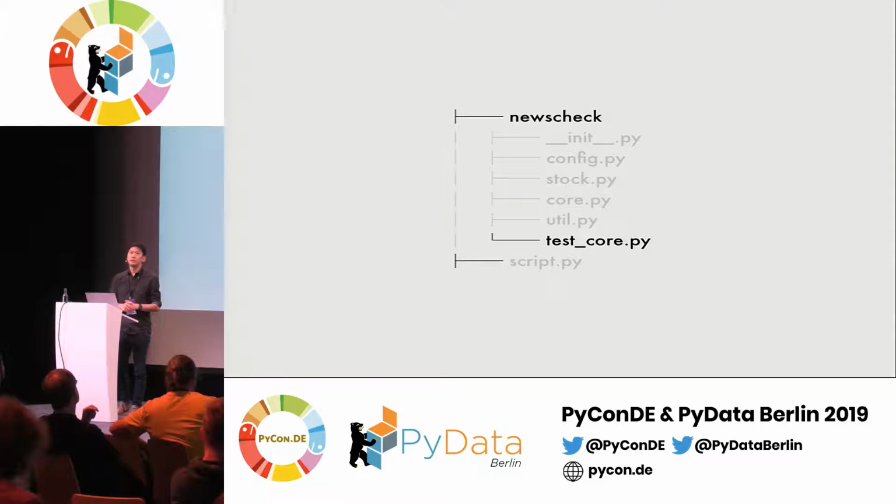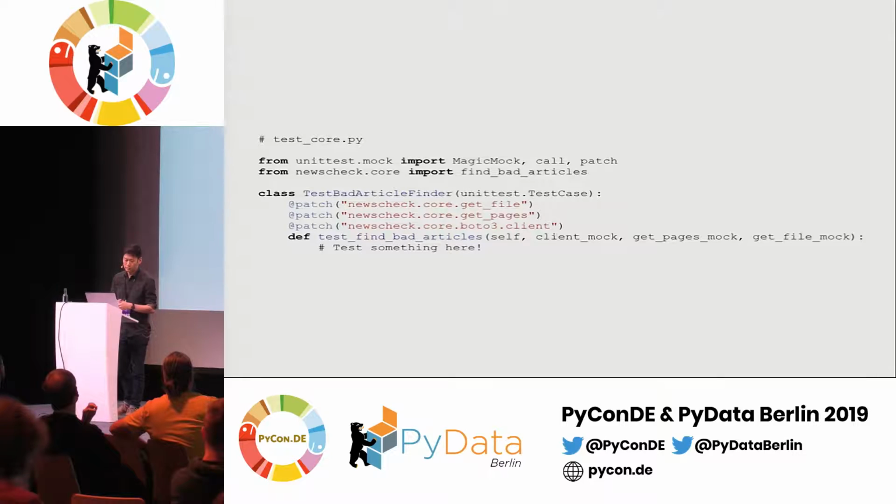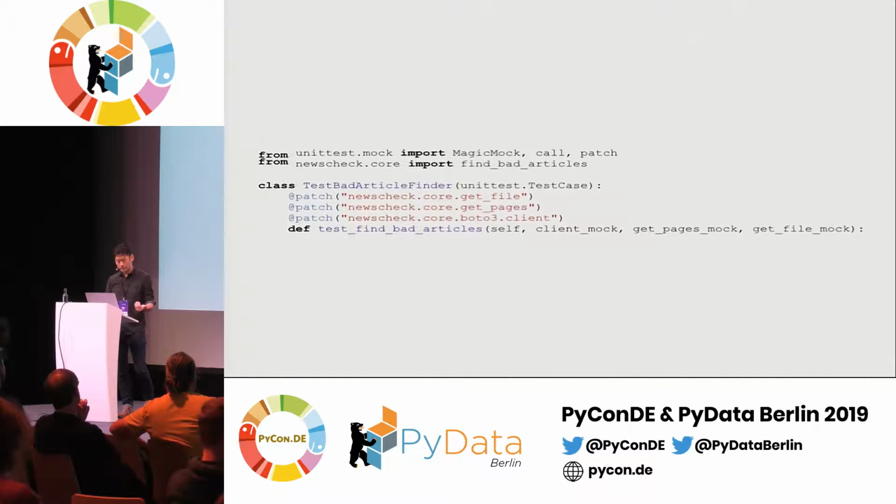The really interesting part, though, is test core. And so what we're going to do is use mock and patch to decouple ourselves from Boto3 and S3. So we're going to need 3 patches and 3 mocks at least. Get file, get pages, and Boto3 client, all potentially are going to make network calls, and we don't want that to happen. So we patch those and get mocks.